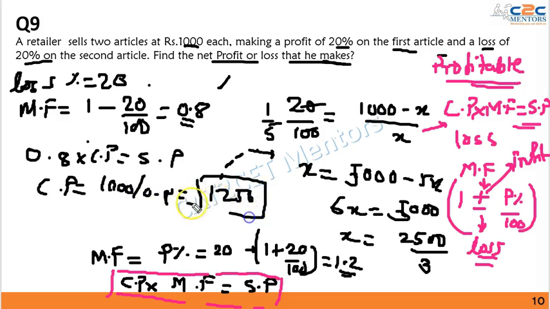So this is my cost price in a loss making transaction. This is my cost price for the profit making transaction. Now, as the cost price is more, this is the loss making transaction and he makes a loss.